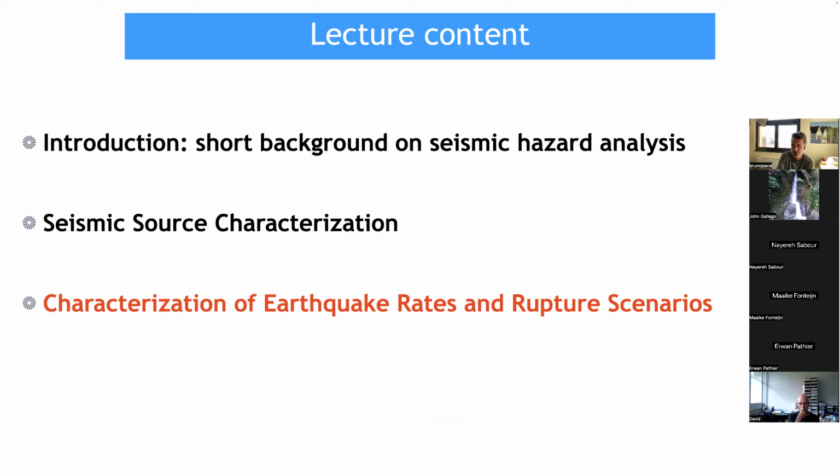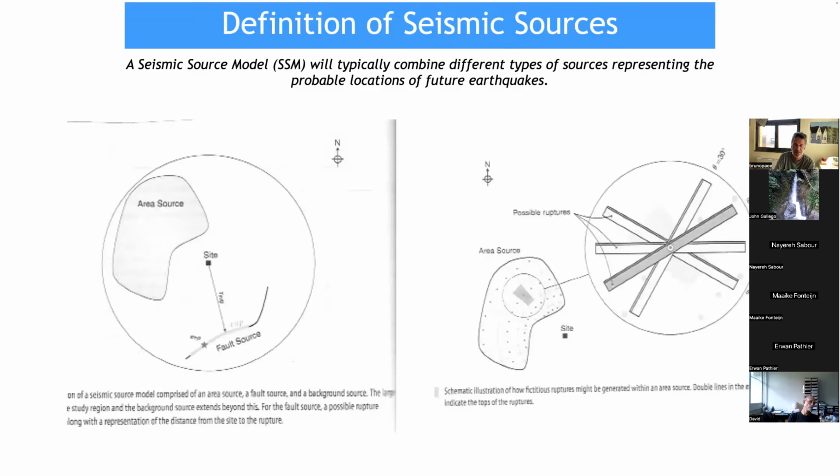Now the characterization of earthquake rates and actual scenarios. Until now we said something about the seismic source characterization, so only the geometry and the different values that can be assigned to the different geometries. But before obtaining the results, we have to evaluate how many earthquakes we expect for each source and how the different rupture scenarios are distributed. Remember that the seismic source model typically combines different types of sources representing the probable location of future earthquakes.